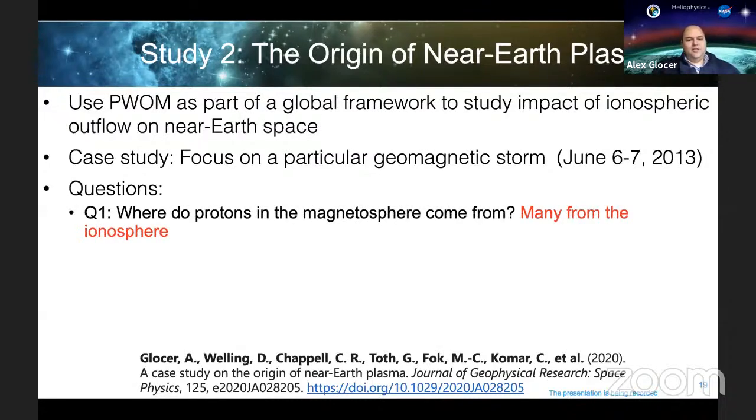So the first question in this study is, where do the protons in the magnetosphere come from? And the answer is that many, at least in this particular case, come from the ionosphere.